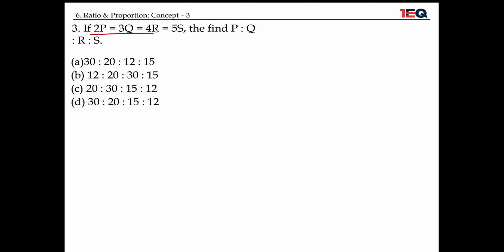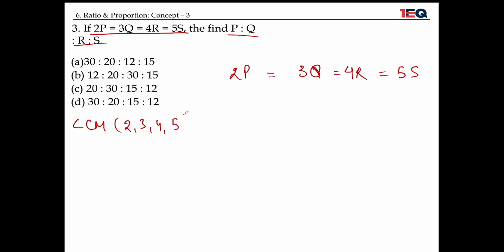When 2p, 3q, 4r and 5s are equal, what is the value of p, q, r, and s in terms of ratios? Okay, I'll write it down again: 2p, 3q, 4r, and 5s. I'll quickly take an LCM of 2, 3, 4, and 5. 5 4s are 20, 20 3s are 60. So 60 is the LCM, and I would divide all of them by 60.